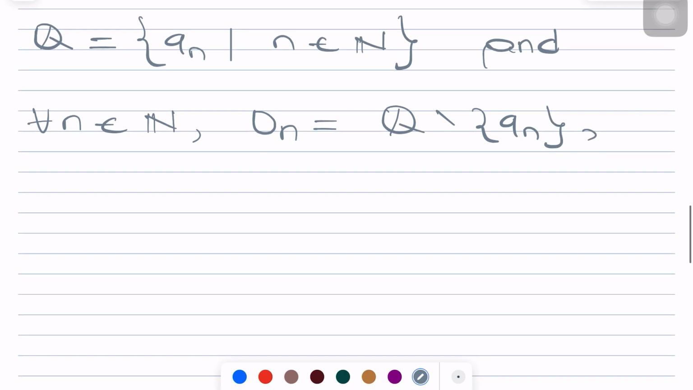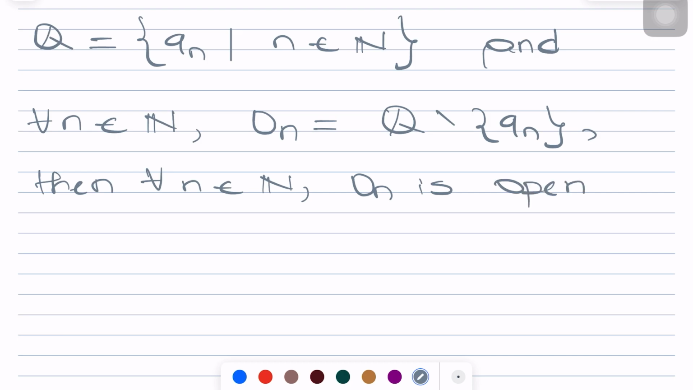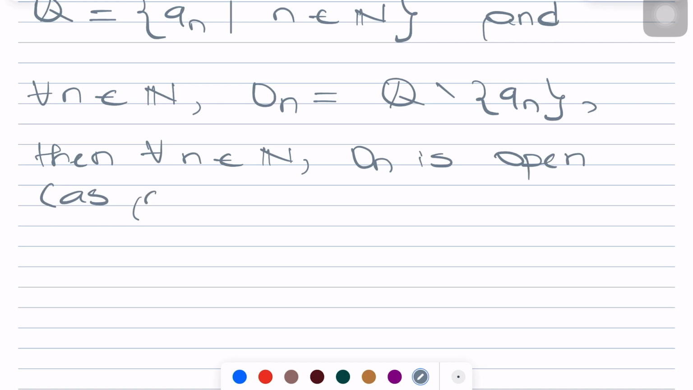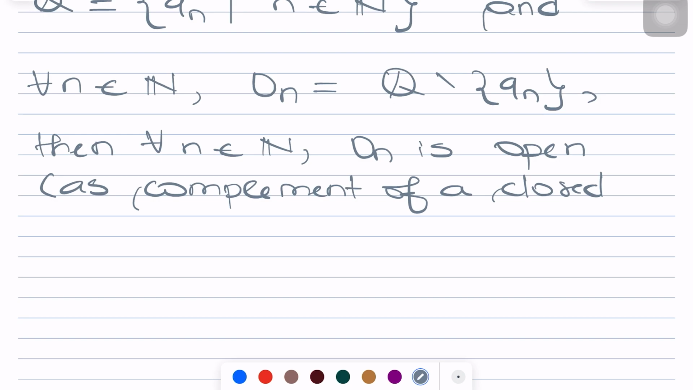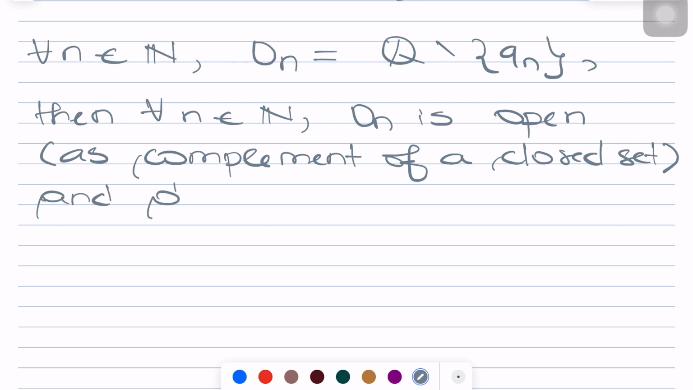Then for every n, O_n is obviously open. That's the complement of a closed set. And it is obviously dense in Q. If you give me any element in Q, I can always find a sequence of points in O_n that approximate the point in Q.